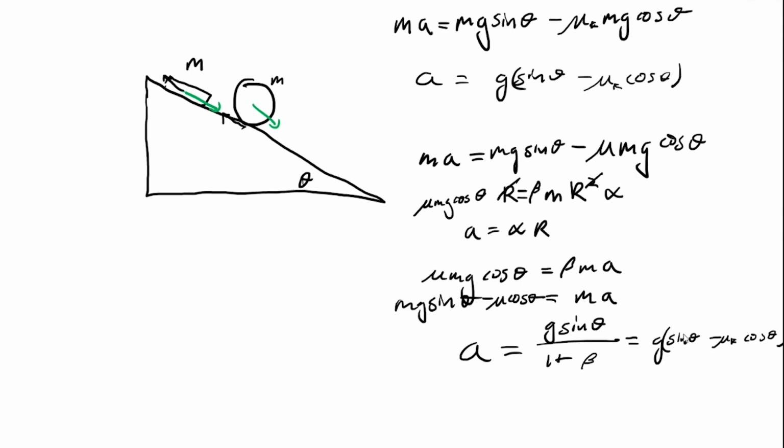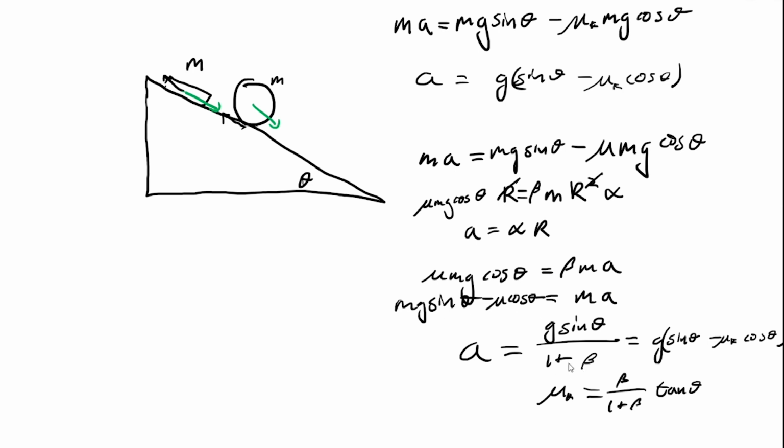And we can cancel the g's, and if we move over some terms, we're going to get mu sub k cosine theta is equal to beta over 1 plus beta sine theta, if I did that correctly. So we get mu sub k cosine theta is equal to beta sine theta over 1 plus beta, and we just divide by cosine theta, and so it should be equal to beta over 1 plus beta tangent theta.